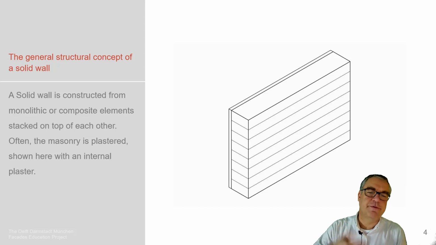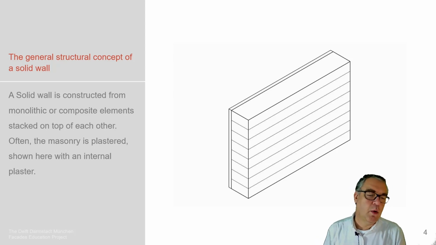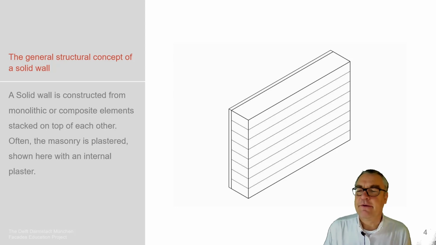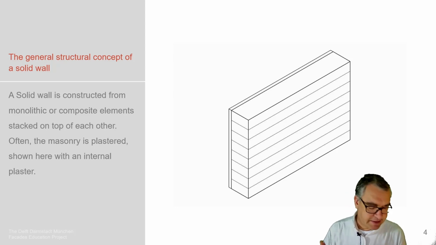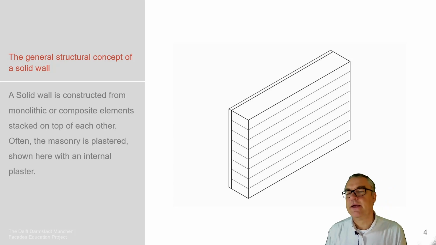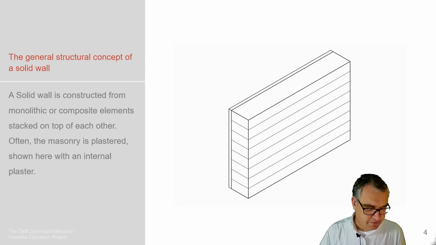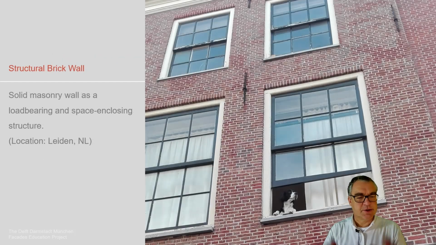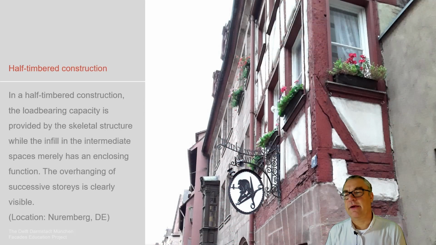This is a sample of a typical solid wall structure, which we nowadays tend to do with artificial made bricks, various ways of making these bricks, and then having maybe an inner plaster layer to seal the inside, not only for aesthetics but also for airtightness as a system. This is such a sample. Nice building in Leiden, which shows this solid masonry structure with an inner plaster layer.